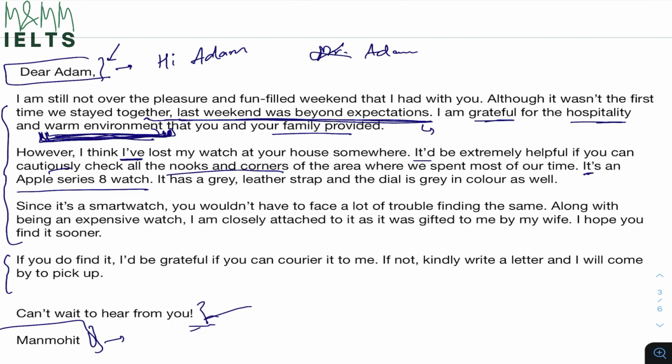Apple Series 7, whichever watch you want to mention. It has a grey leather strap and the dial is gray in color as well. Right, so very brief, but I've described what my watch looks like.